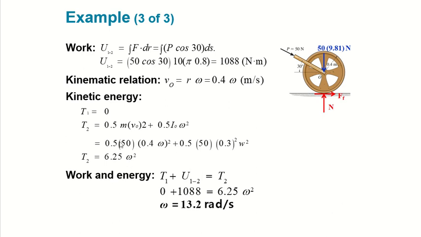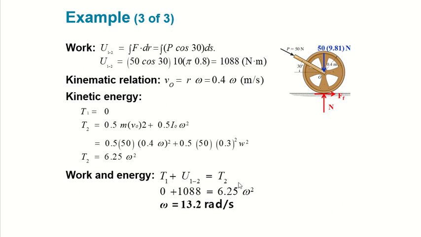So all you do is multiply this, square this, multiply with that, square this, and then square this, and take that omega square out. The rest of them you calculate in your Excel sheet or use a calculator and you'll get 6.25. Then we're going to plug that in. So T1 is 0, work is 1088, and then your T2 is 6.25. So we can calculate the angular velocity, which is omega squared.